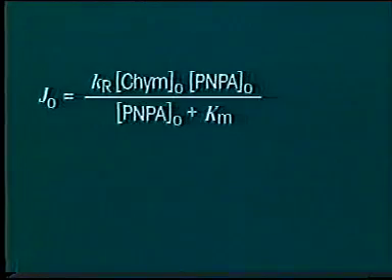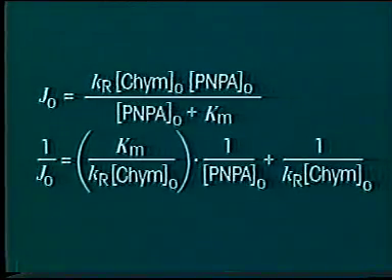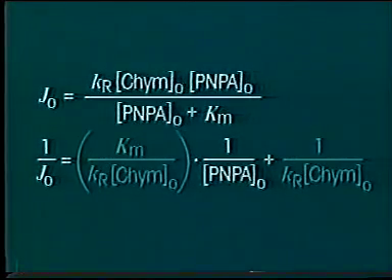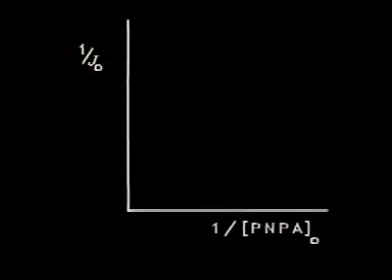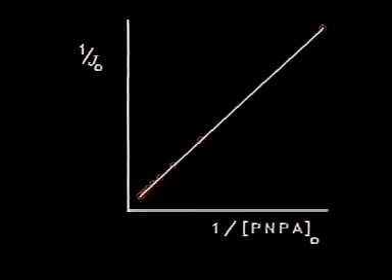We can test whether chymotrypsin follows Michaelis-Menten kinetics using this rearranged form of the chemical rate equation. If the concentration of the enzyme is kept constant, a plot of 1 over the initial rate against 1 over the concentration of paranitrophenol acetate should be a straight line. This is known as a Lineweaver-Burk plot, and such a plot using data for chymotrypsin is indeed a straight line, confirming that this enzyme does follow Michaelis-Menten kinetics.